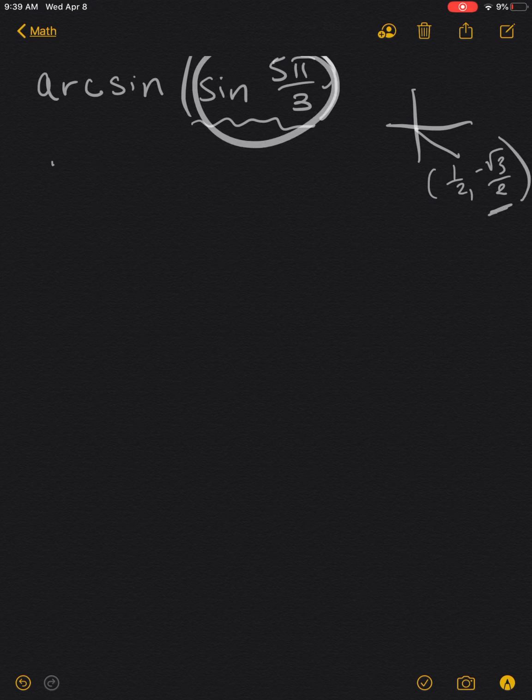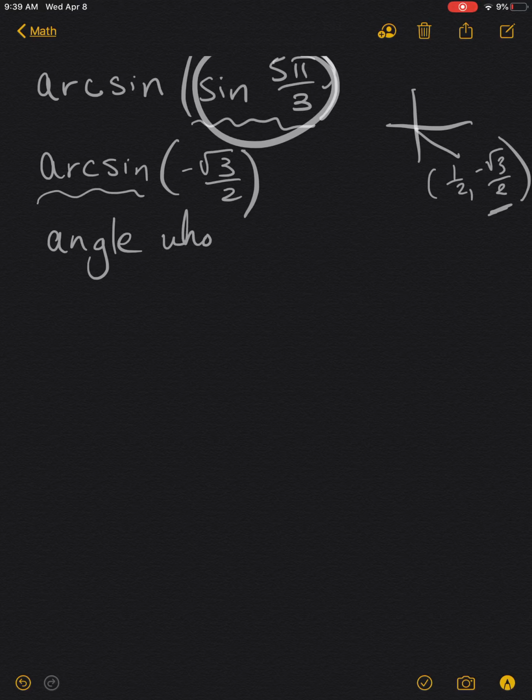So this is negative square root of 3 over 2. And so now we have to find the arc sine of negative square root of 3 over 2, meaning what is the value of the angle whose sine is negative radical 3 over 2? What's the angle whose sine is negative radical 3 over 2?